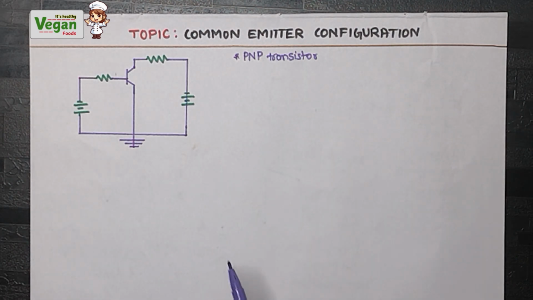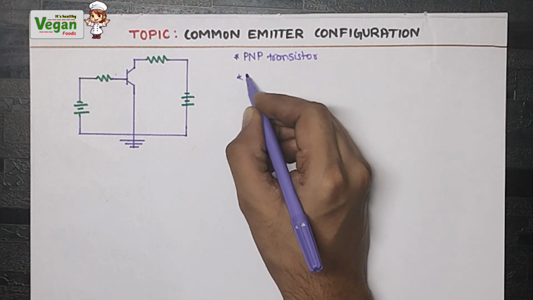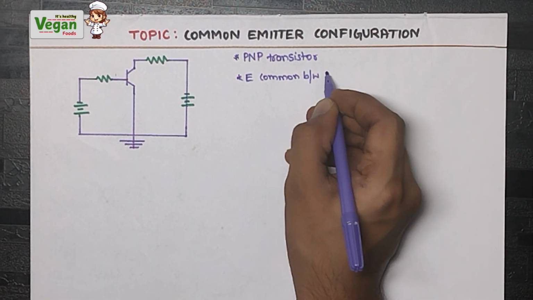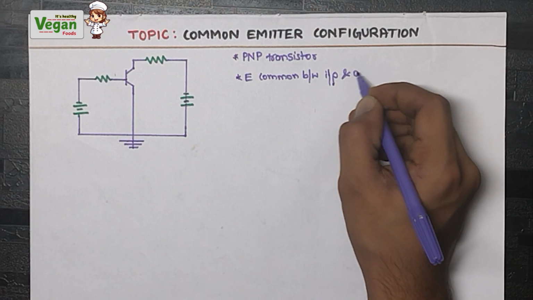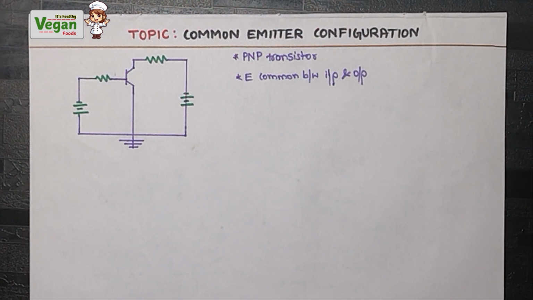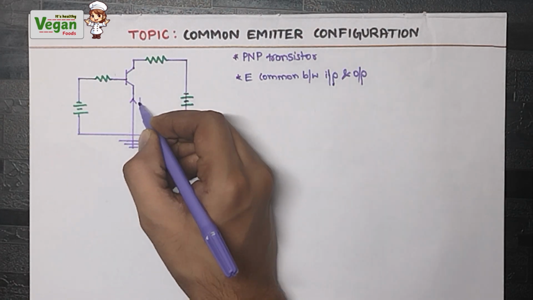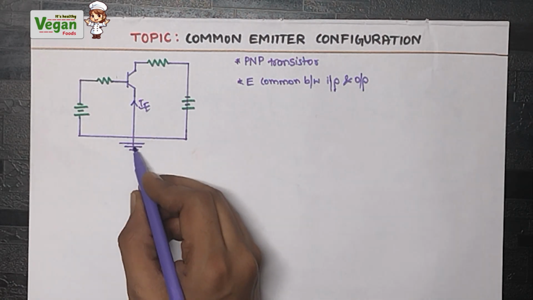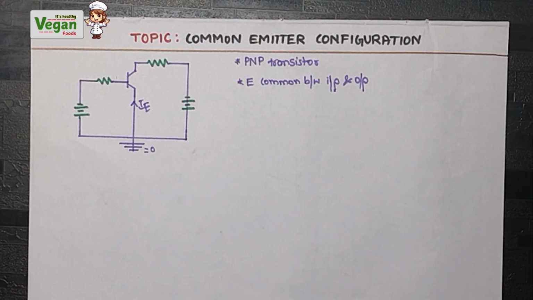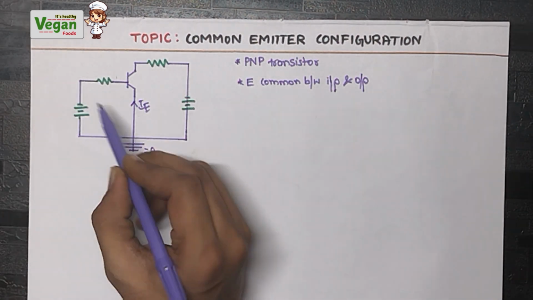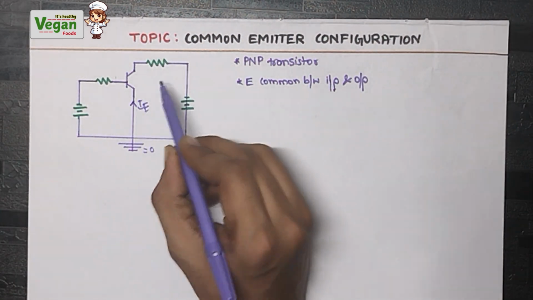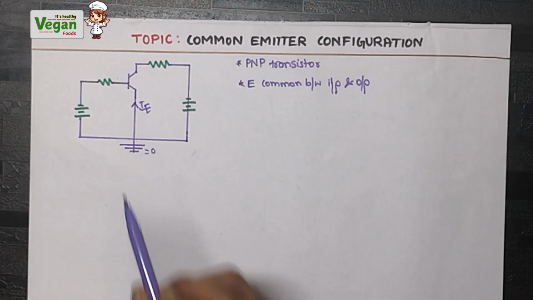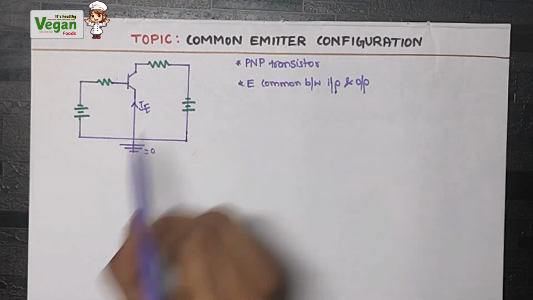In this common emitter configuration, the emitter will be common between both input and output. Between input and output, the emitter will be common. That is, the direction of the emitter current will be like this, and the voltage will be 0, as this is connected to the ground, its voltage will be equal to 0. The left part is called the input part, the right part is called the output part. So the emitter is common between the input and output parts.